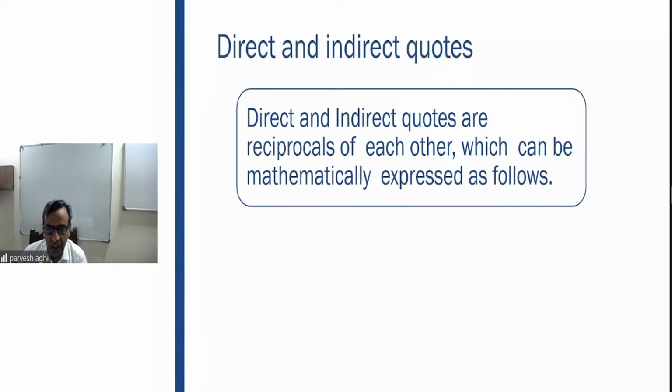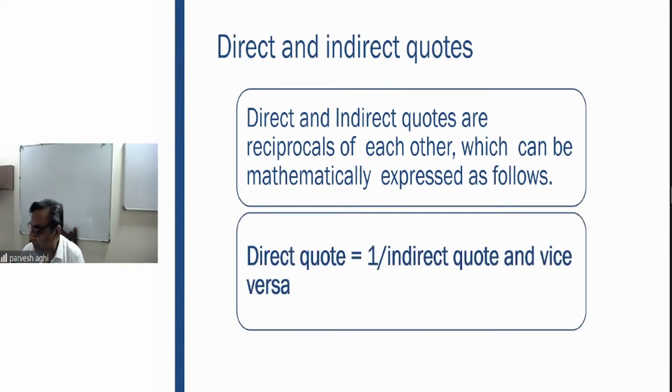So direct quotes and indirect quotes are reciprocal to each other, which can be mathematically expressed simply. Okay, when I talk about the bond rates, actually we are talking about interest rates. The bond rates, particularly the government bond rates, are the rate at which the government is borrowing money. If the inflation is around 6%, the government has to pay a little higher than that. So the bond rate today is close to about 7%.